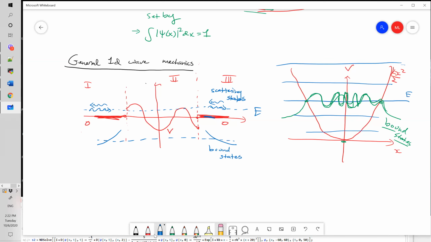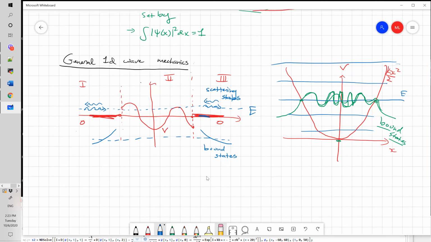Any comments about the general scheme? I'll do some examples in recitation, but I want you to get in the habit of thinking about these things in this way. Generally, you have some arbitrary potential, you stick in your energy, that's your eigenvalue of the Hamiltonian operator, and you just ask, what are the eigenfunctions? What do they even look like if they exist for that energy level? It's worth thinking about it that way.